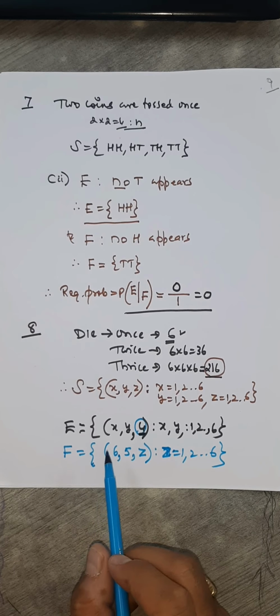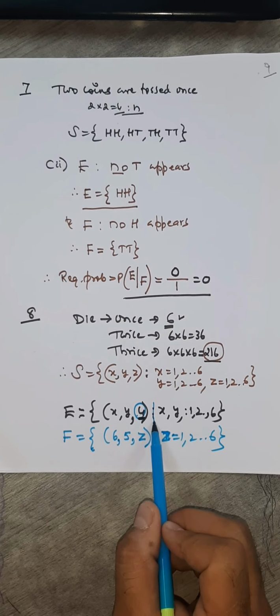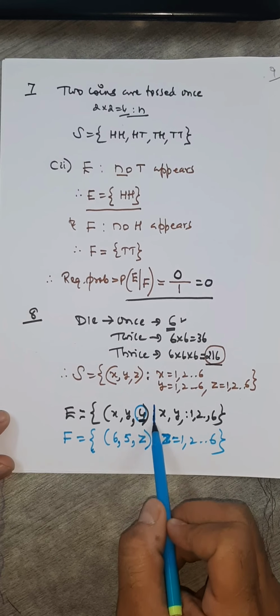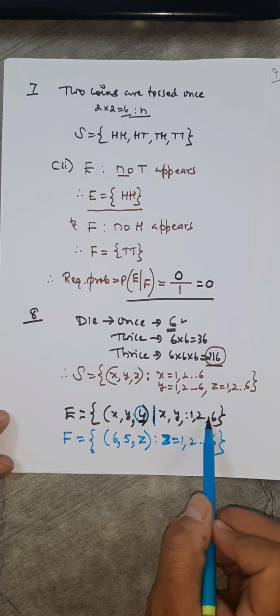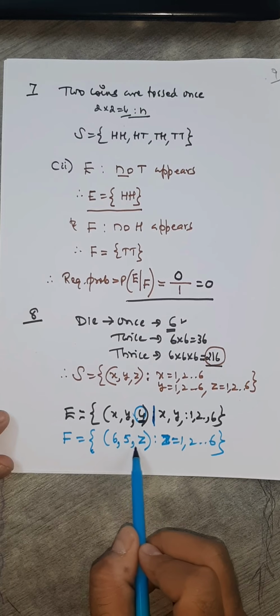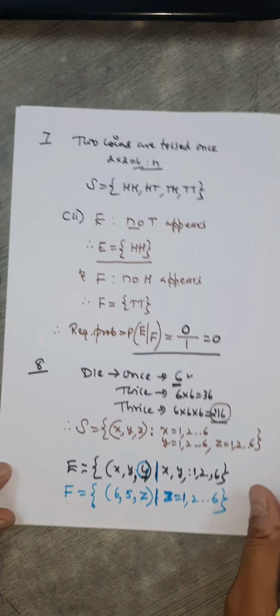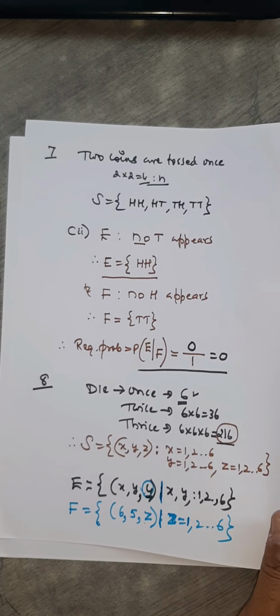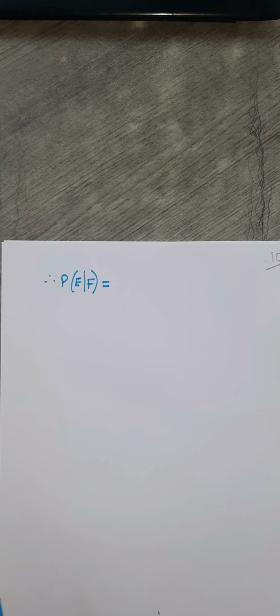I hope you can understand this. See, what is the definition of E? 4 is fixed. 4 appears on the third toss. So X and Y can be anything, 1 up to 6. 6 and 5 appear respectively on the first two. So Z can be anything. Z varies from 1 to 6. Now what do you want? What's the question? Question up to 9th: probability of E given the event F. So event F has occurred, remember.